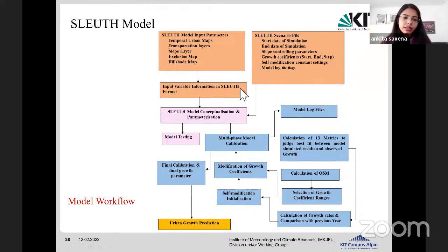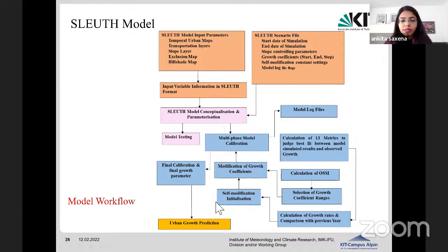This input goes into the SLEUTH model conceptualization and parameterization. We do the parameterization after providing the input data set to the model, and we then test the model to check if it is ready to run. The input parameters are set accordingly, and we check whether the input data set formats are accurate. If not, the model will not run. So the testing phase is helpful in that sense.